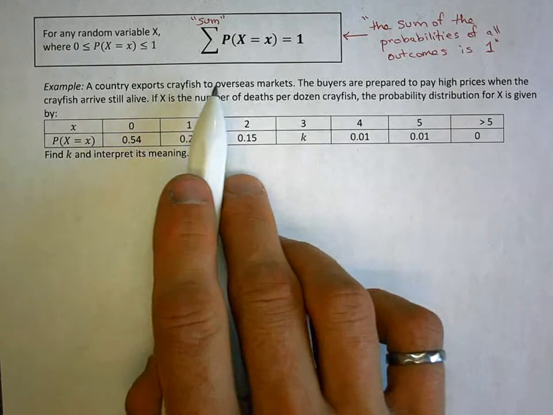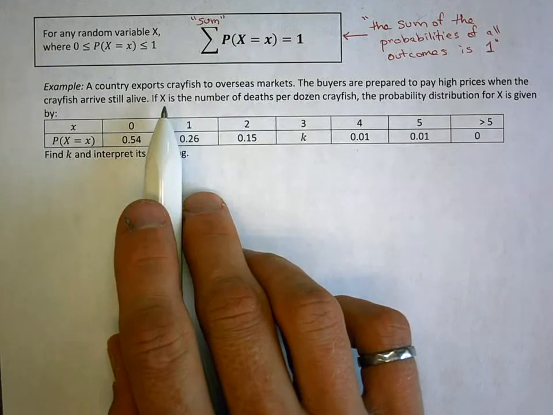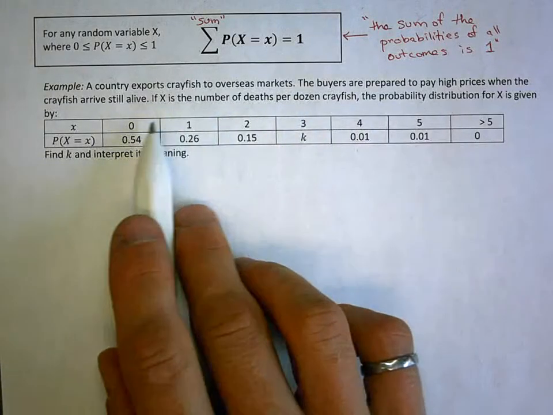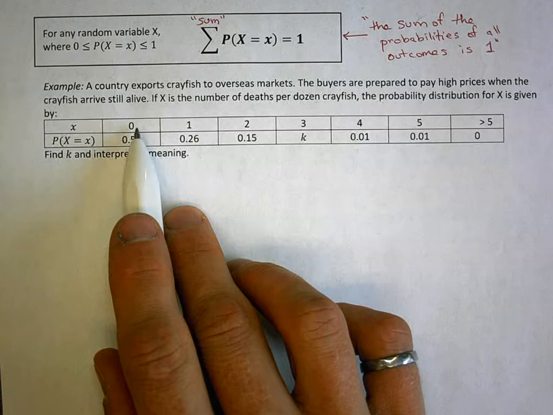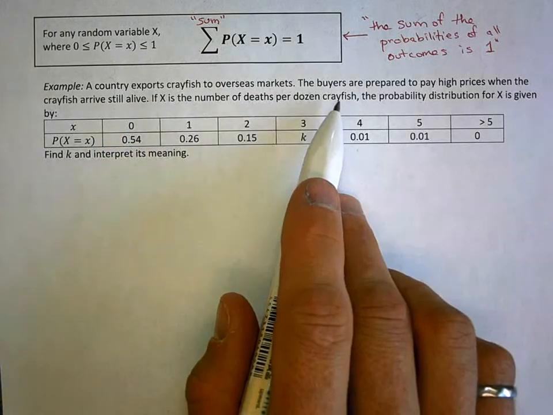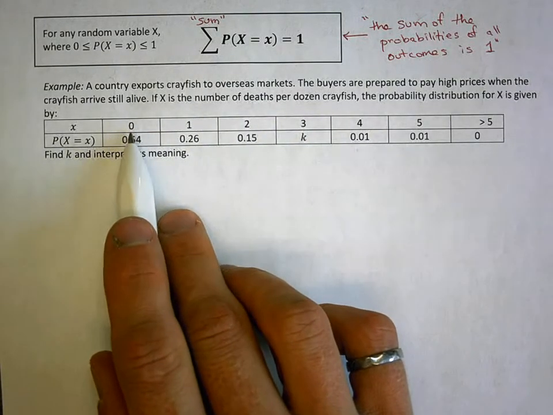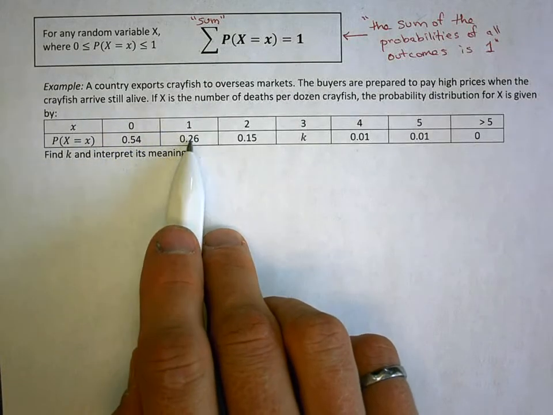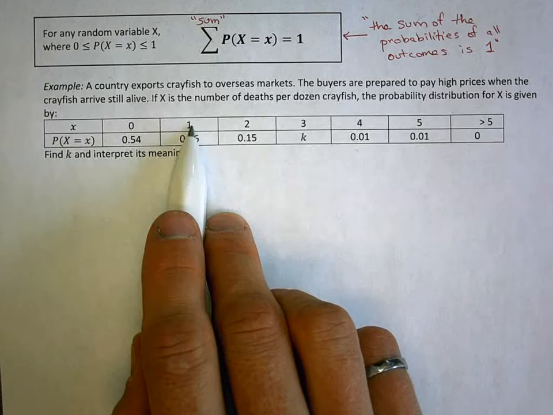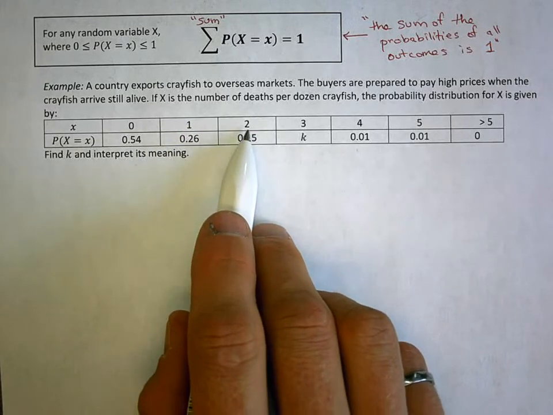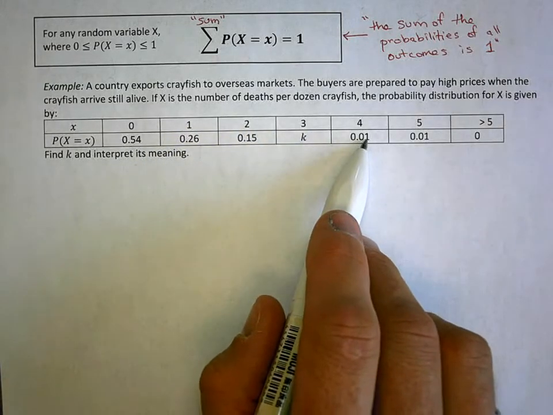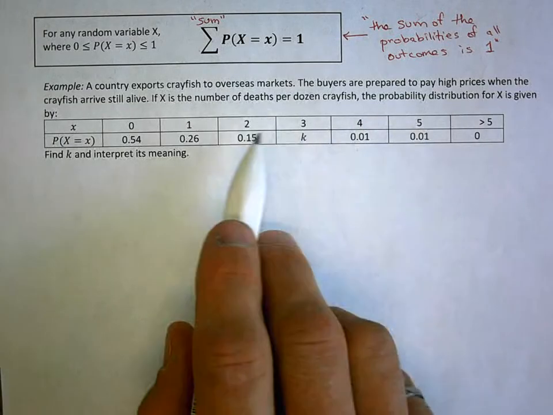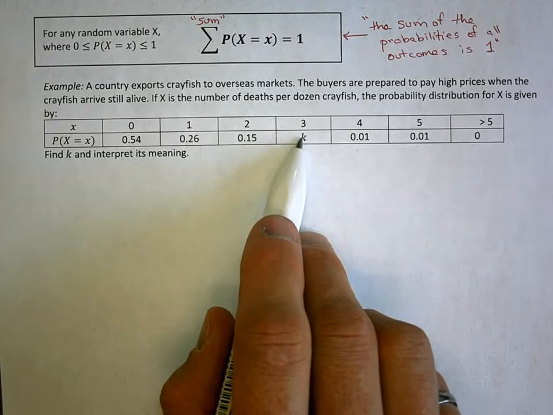So the company that exports these crayfish, they know the probability, okay, X is the number of deaths per dozen crayfish. So for every 12 crayfish, the chance that 0 of them are going to be dead, so they're all still going to be alive, they know it's 54% chance. They know they have a 26% chance that one of the crayfish in the box of 12 is dead. They know that there's a 15% chance that 2 of them are dead. They know 0.01 that 4 of them are dead. Very small, 0.01 that 5 of the 12 are dead. They want to know what's the chance that 3 are dead.